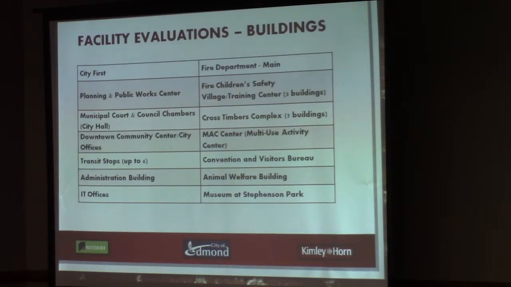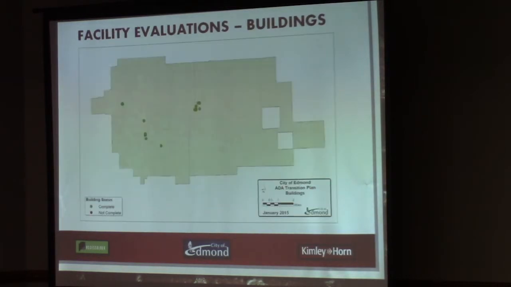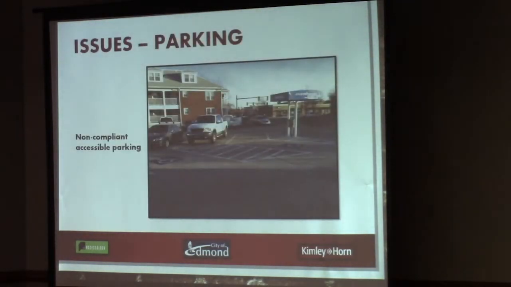So these are just the different buildings that we looked at. It's a list of the main buildings that make up the city. The fire children's safety program was part of it, and your courts and your police departments, and community buildings and things like that. Those were all part of the evaluation that we did. And that just shows you where they are on the big map.